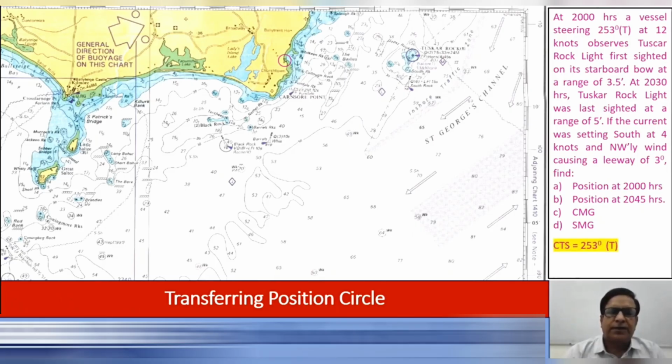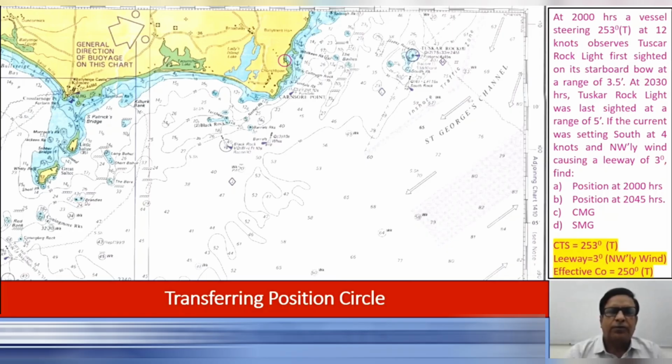So CTS 253 degrees true, you can see the yellow highlighted information. Leeway 3 degrees, northwesterly wind. What is the effective course, beta? 250. Very good. So that means the wind is from the starboard side, port side is the lee side or downwind side. So leeway will have to be subtracted. So the effective track or the effective course of the leeway track will be 250 degrees true.